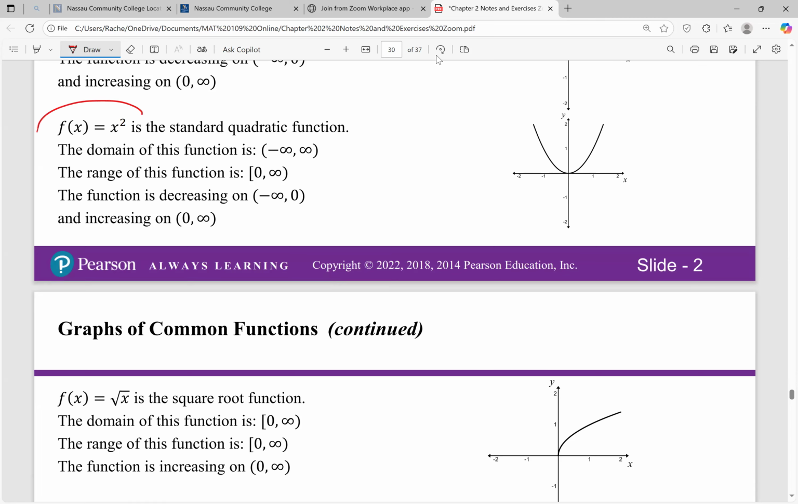So f of x, or y equals x squared, that's our standard quadratic function. We also call it the squaring function. The domain is all real numbers, right? So x can be anything from negative infinity to positive infinity. But since whatever x is, we're squaring it, and that's going to give us y, y always has to be 0 or greater. So that's why this graph lives on and above the x-axis. So the range of this function is 0 to infinity. And the function is decreasing from negative infinity to 0, and it's increasing on the interval from 0 to infinity.